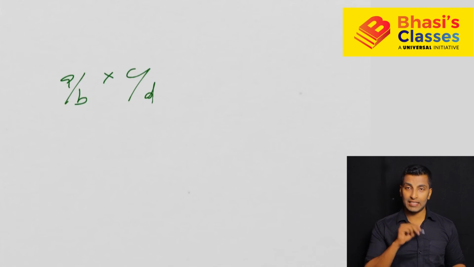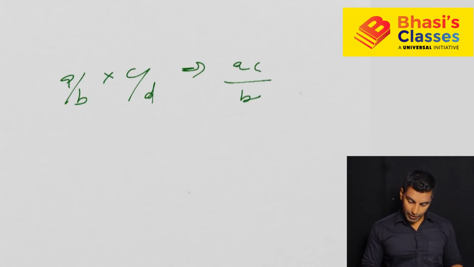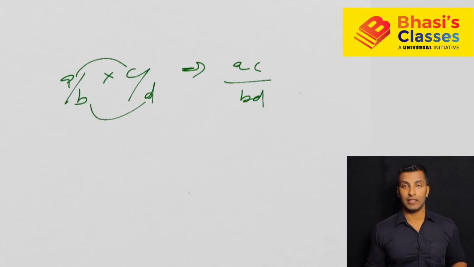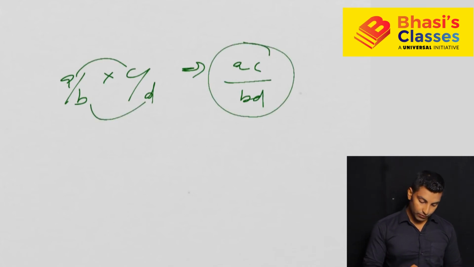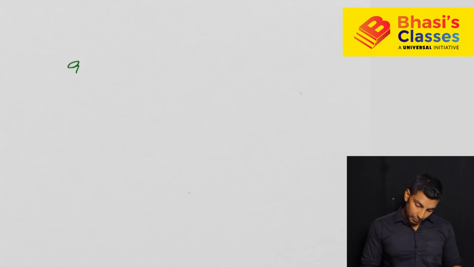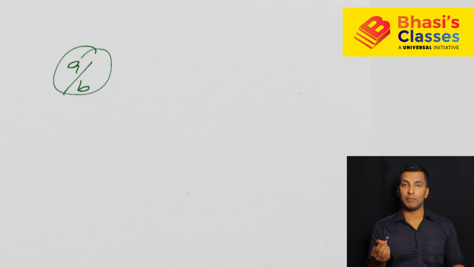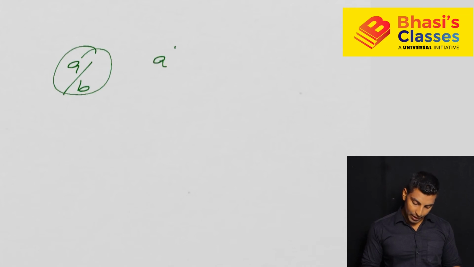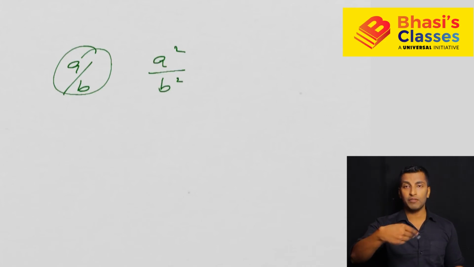Now another common thing: if you multiply two ratios like a by b and c by d, these two fractions, there's common sense and you know this already, ac by bd. Just multiply the numerators, multiply the denominators. This is what you get when you multiply two fractions or two ratios. Now when you multiply a by b with itself, you can say this ratio is compounded with itself. So when a by b is compounded with itself, what will happen? a square by b square. Application of the previous rule, right?